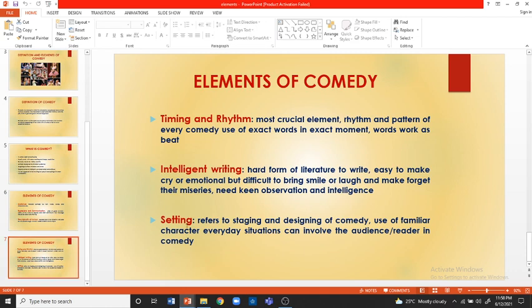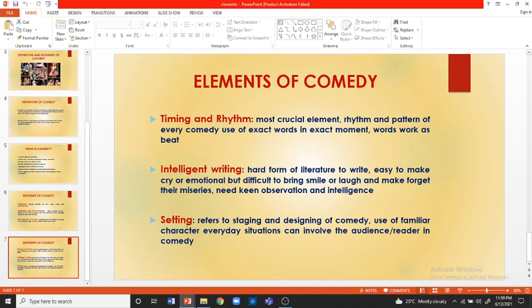Timing and rhythm is very important. It is the most crucial element. It is the rhythm and pattern of everyday comedy, using exact words at exact moments. Words work here as a beat, and that's why intelligent and keen observation is a necessary thing. Intelligent writing is one more element of comedy. It is a hard form of literature.